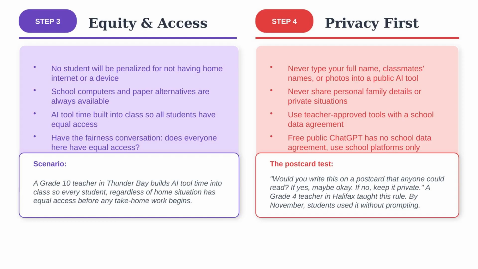Imagine a grade 4 teacher in Halifax teaches her class a simple rule she calls the postcard test. She asks, would you write this on a postcard that anyone could read? If yes, it might be okay to type it into an AI tool. If no, keep it private. Students understand this immediately. By November, they're applying it without prompting.